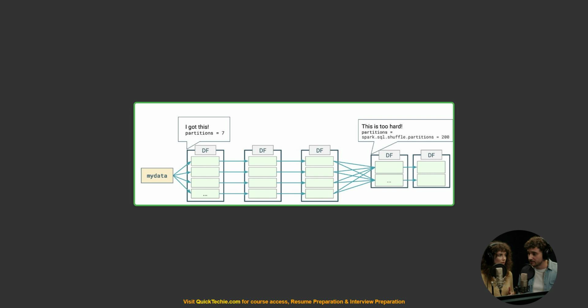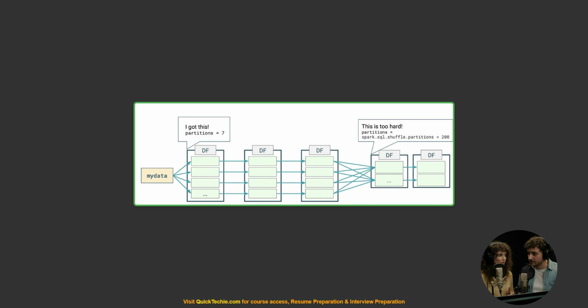Concepts missing in the image. Number of executors. The image doesn't show how many executors are available. The optimal number of partitions is related to the number of executors and cores. Data skew. The image doesn't explicitly illustrate data skew, which can be a major performance bottleneck. Adaptive Query Execution, AQE. Spark 3.0 introduced AQE, which can dynamically adjust the number of shuffle partitions at runtime based on the actual data size after each stage of the query.